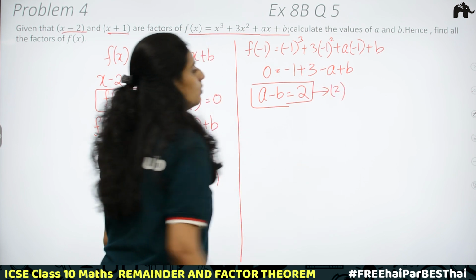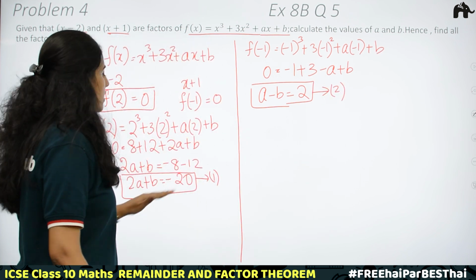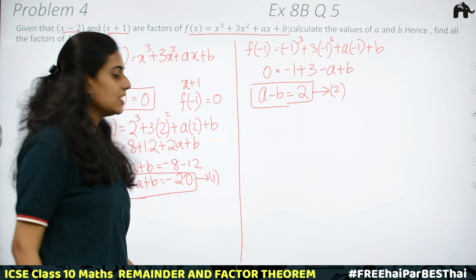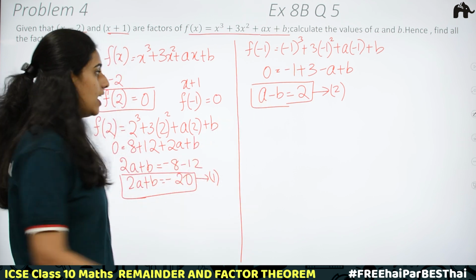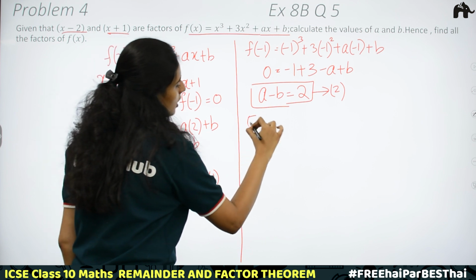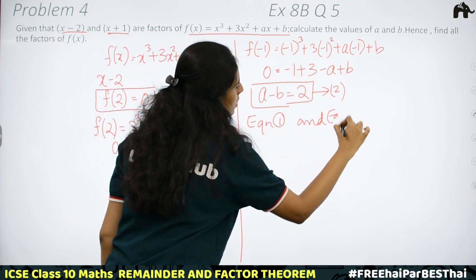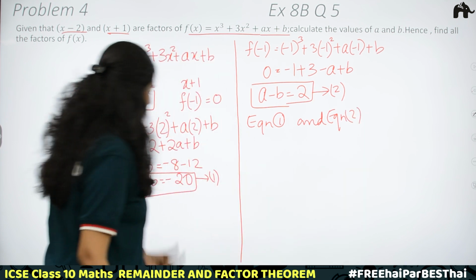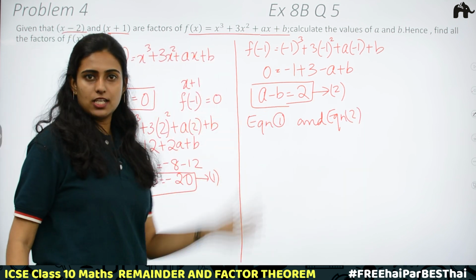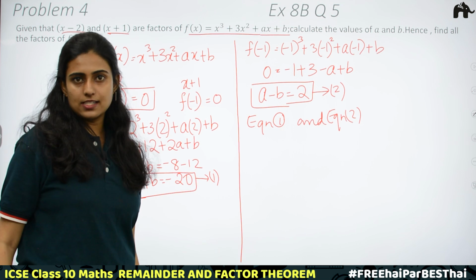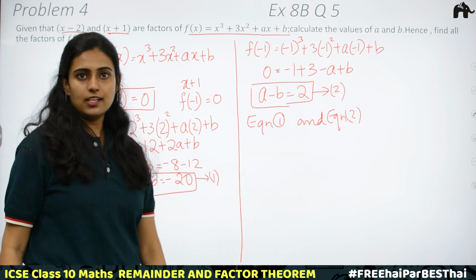Let us take this equation 2. Now, when you compare 1 and 2, we'll be getting values of a and b. Okay, I'm going to add equation 1 and equation 2. Here we have plus b and here we have minus b. On adding, they get cancelled. For that purpose, we are adding equation 1 and equation 2.